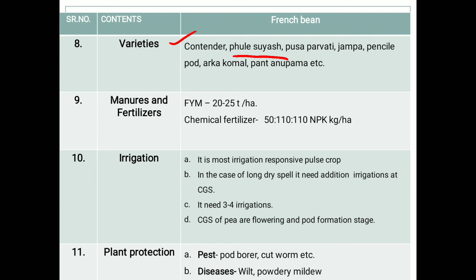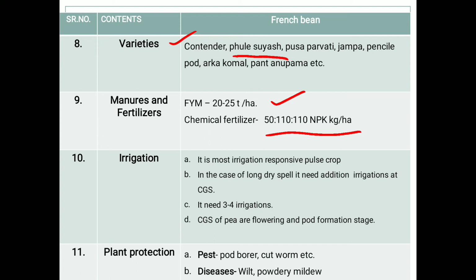Then the manures and fertilizers. FYM 20 to 25 tonnes per hectare. Then the chemical fertilizer dose 50, 110, 110 NPK kg per hectare, and this whole fertilizer dose you can distribute into different split doses.